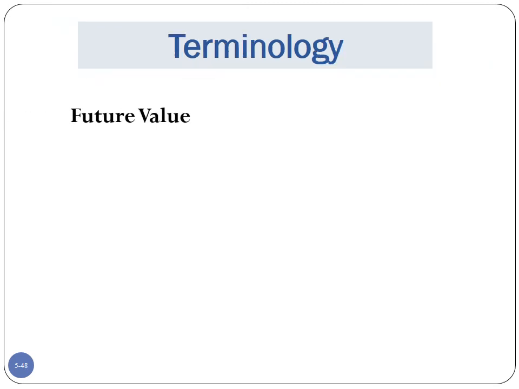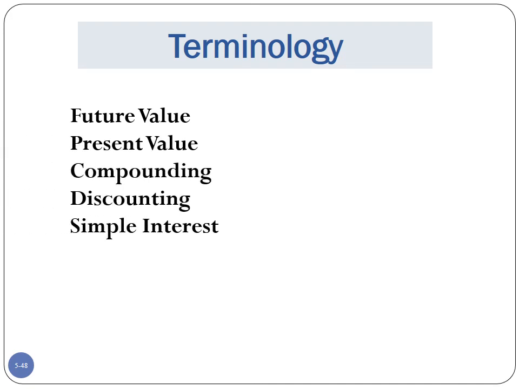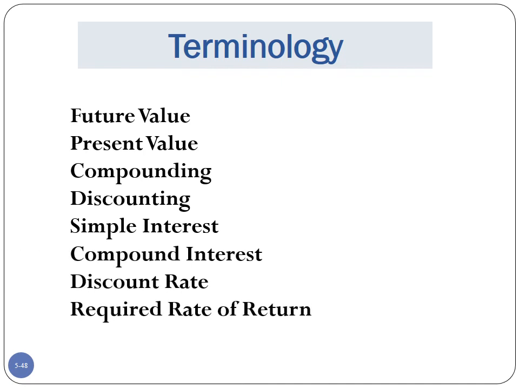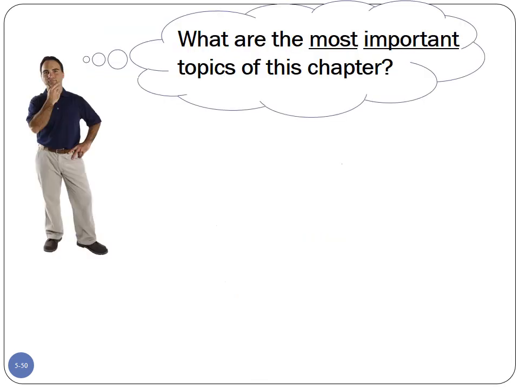So know these terms, what they mean: future value, present value, compounding, discounting, simple interest, compound interest, discount rate, the required rate of return. And know these equations. Use some of the examples in the book. I'll be giving you some in the study guide, so you can take a look at some of those. But learn how to work with these so you can solve for any one of these variables.